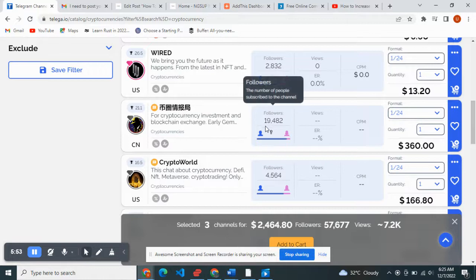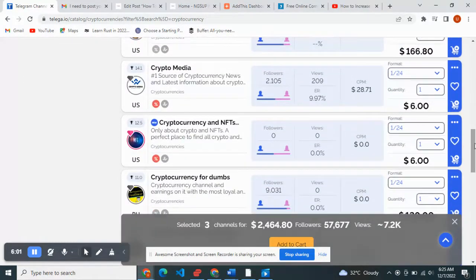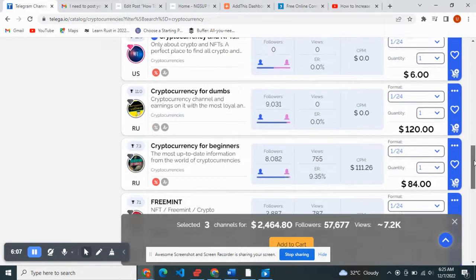Now, this one is about 19,000 plus. Now, they charge about $360. That's what we are talking about. Look at all of them. The one that best suits your budget, your needs, your project, go for it. Are we there? That's how you run your ads.